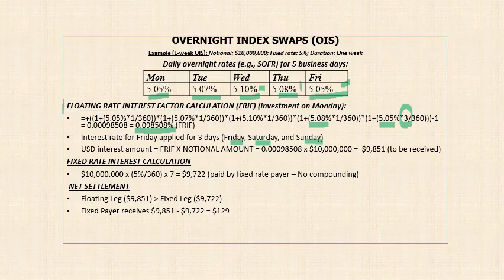Therefore, the interest rate sum in US dollars is when you multiply this floating rate interest factor by the notional amount, which is 10 million. This comes to 9851 US dollars. This is to be received by the investor.